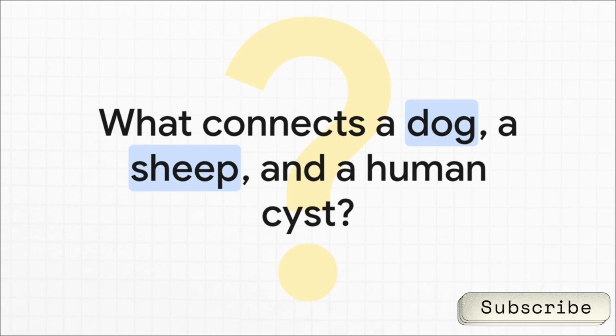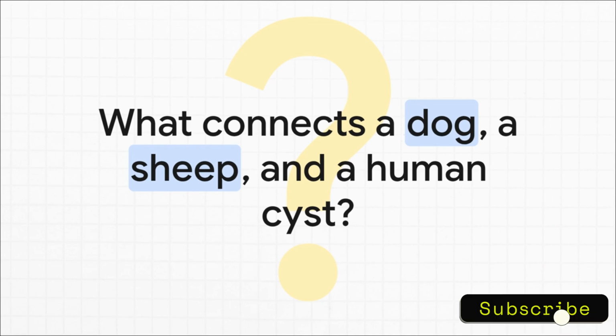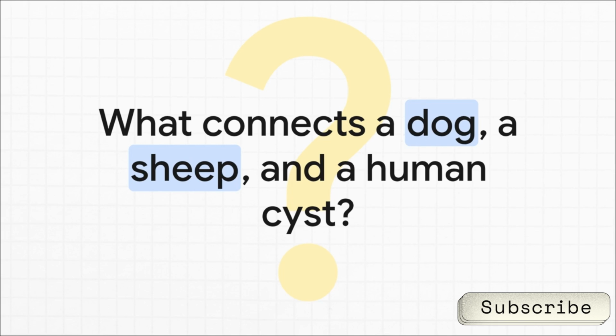All right, so think about this for a second. A dog, a sheep, and a cyst. A cyst that can just hang out inside a person growing silently for decades. What's the link? Well, it all comes down to the life cycle of one tiny parasite. And honestly, if you can wrap your head around that cycle, you've pretty much cracked the code for this entire topic. So let's dive right in.